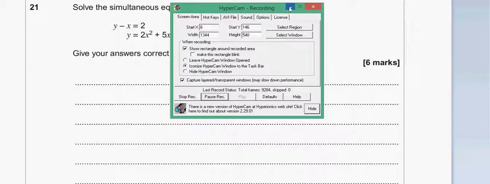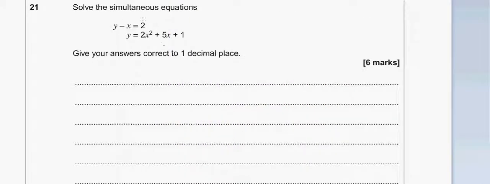Okay, so question 21. Solve the simultaneous equations y minus x equals 2 and y equals 2x squared plus 5x plus 1, with your answer correct to 1 decimal place. So here we have a linear equation, which usually comes in the form of y equals mx plus c. That's a linear equation. This is a quadratic equation because we have x squared.